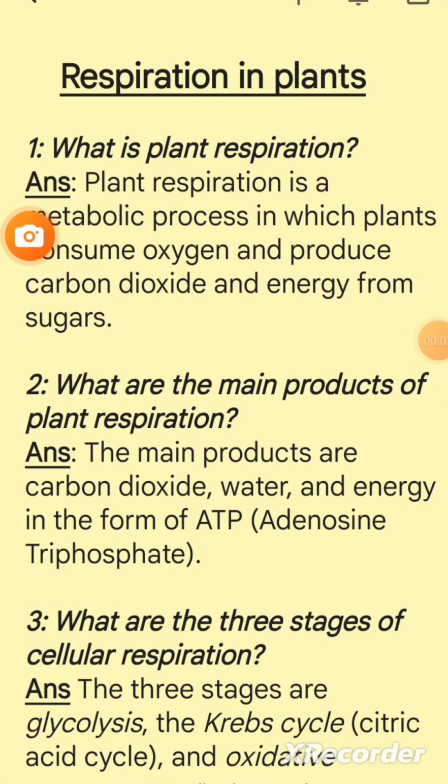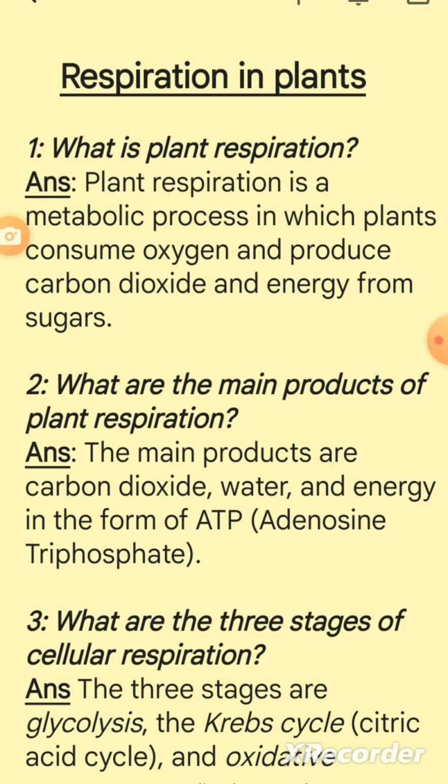Today we are going to study respiration in plants. Question 1. What is plant respiration? Answer. Plant respiration is a metabolic process in which plants consume oxygen and produce carbon dioxide and energy from sugars.